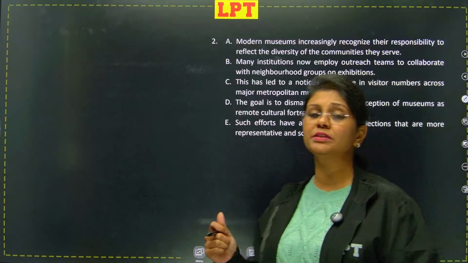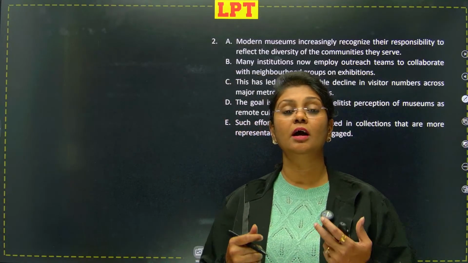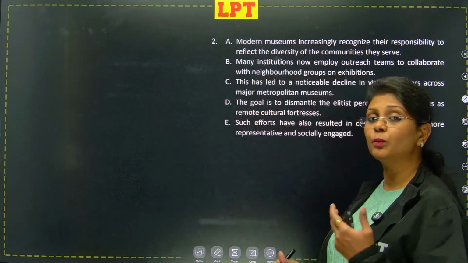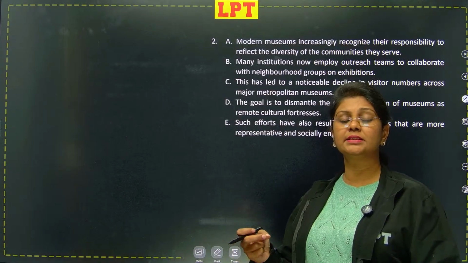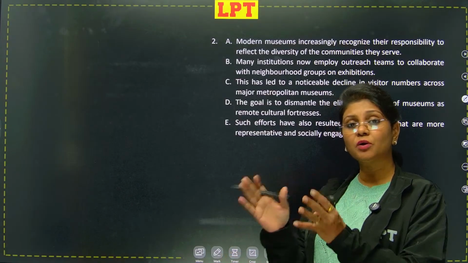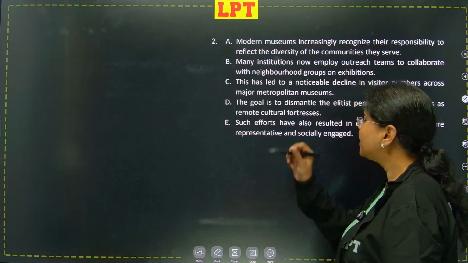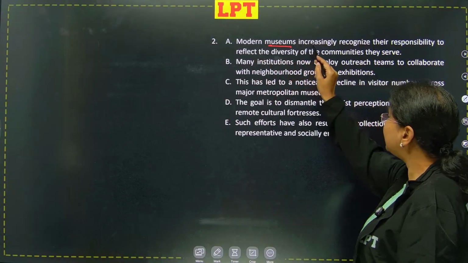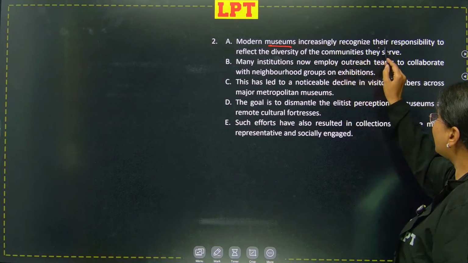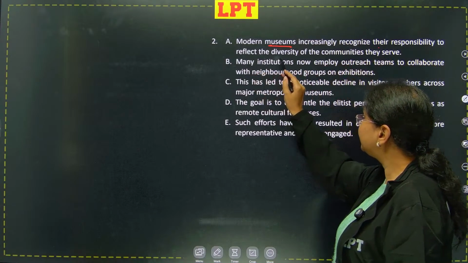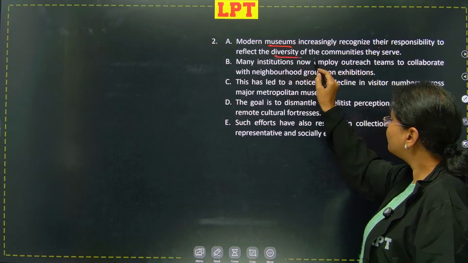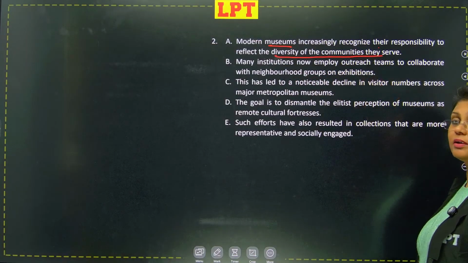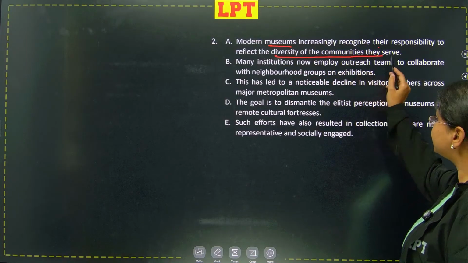All right, so that was the second question. Let's figure out how we arrive at the answer. So let's quickly read the sentences and try to get a hint of what these sentences are talking about. And the one that does not belong to the group is the answer. A says modern museums increasingly recognize their responsibility to reflect the diversity of the community they serve.